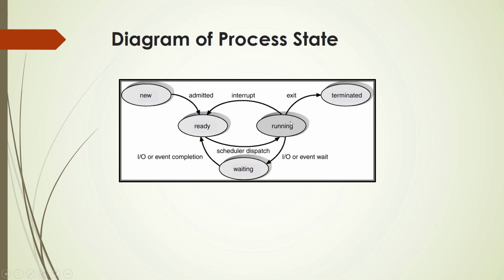So every time it is given the CPU, it goes to the running state, and then if there is an input output instruction, it goes to the waiting state. Input output completes its execution, then it goes to the ready state. Now there is also a possibility that in between there is an interrupt from the system. So in that case also it may go to the ready state if there is an interrupt from the system. And when it completes its execution, it goes to the terminated state.